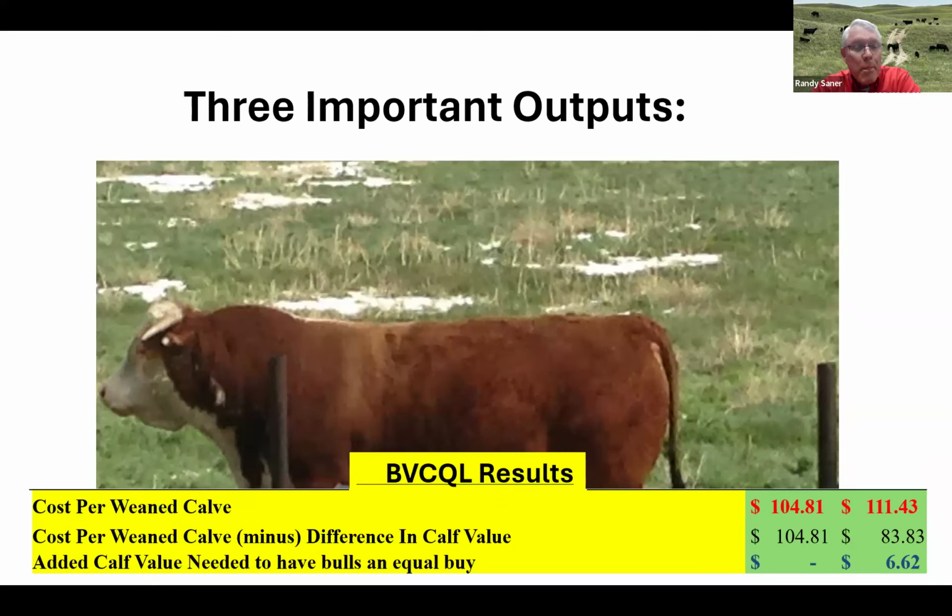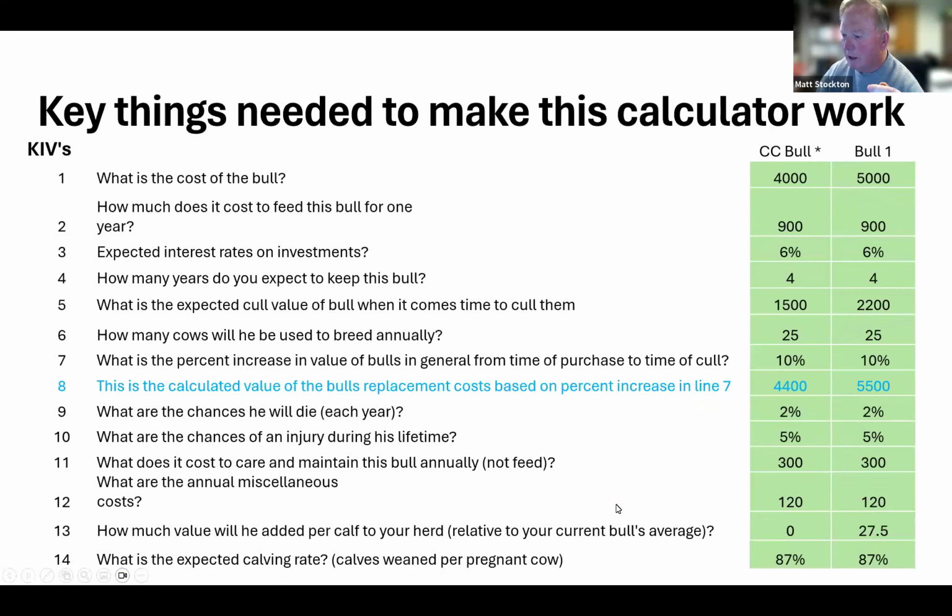So it's very important to think about this, because now the bull that cost $5,000, it's saying that calf's got to pay $111.43. But there's an interesting thing: cost per weaned calf. If we go back up here, we look at this line 13, we were telling you how important it is. This is $27.50 that we figure that bull is going to add that much value for whatever reason. We don't give the reason, but for whatever reason, it's $27.50 that we're going to get from that bull.